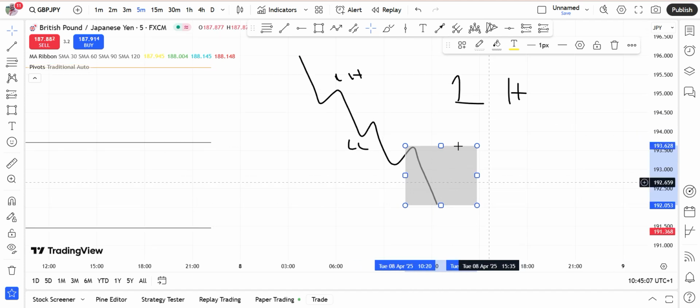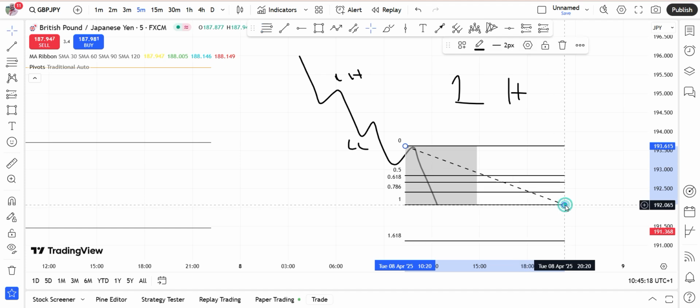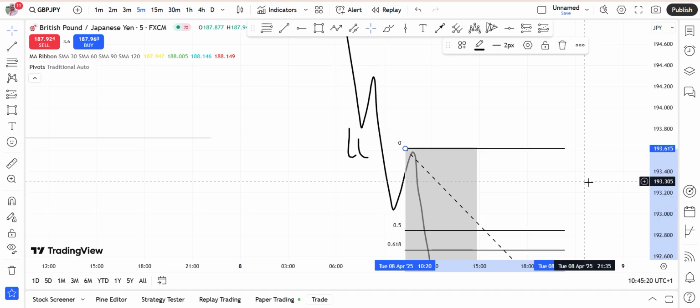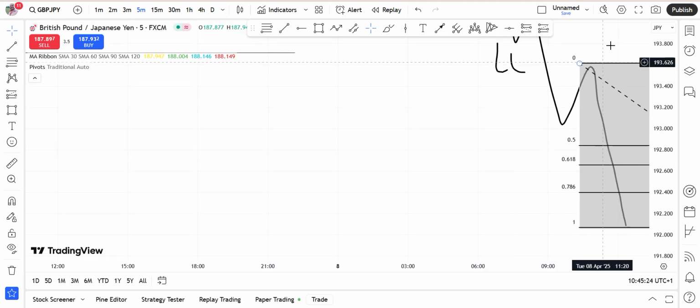So if we are in this position right here, we're gonna wait. We need to be patient. Wait for what? Wait for the Fibonacci retracement. Okay, wait for the Fibonacci retracement.